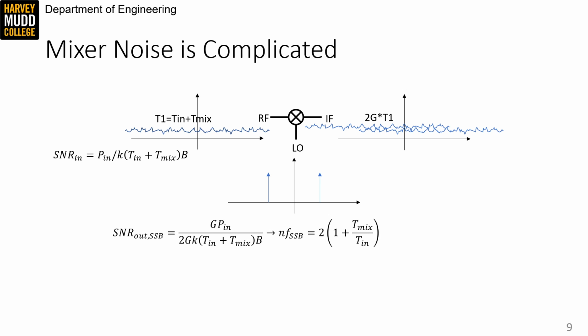So if we calculate the signal-to-noise ratio at the output, we'll find that our SNR is degraded by both copies of the noise if we have a single desired RF signal for down conversion. This produces a noise factor that includes a factor of 2 in front of it. This noise factor is called the single sideband noise factor, and it's widely used by RF designers.